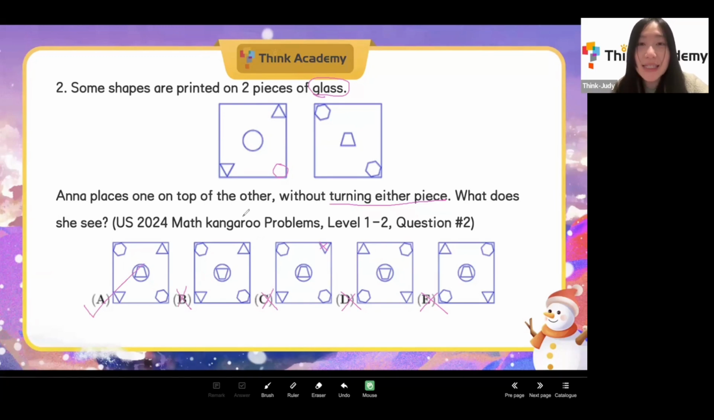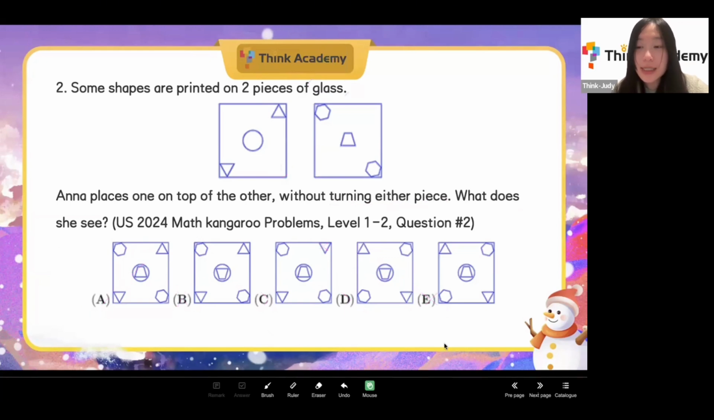A. So you can see here, when we want to figure out the answer, first of all, we need to understand the question. It's not turning, so every shape stays in its original position. And the second thing is we need to observe every detail, corner by corner, as well as the center, to figure out the final answer. Observe very carefully, okay?